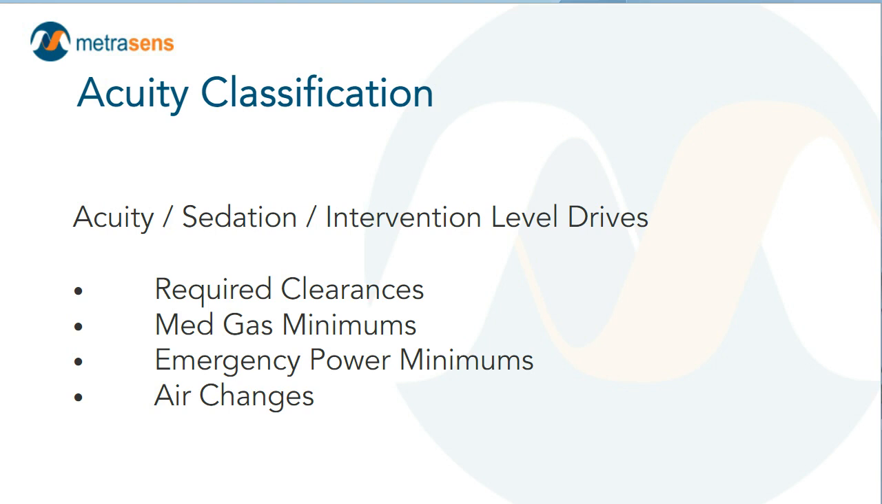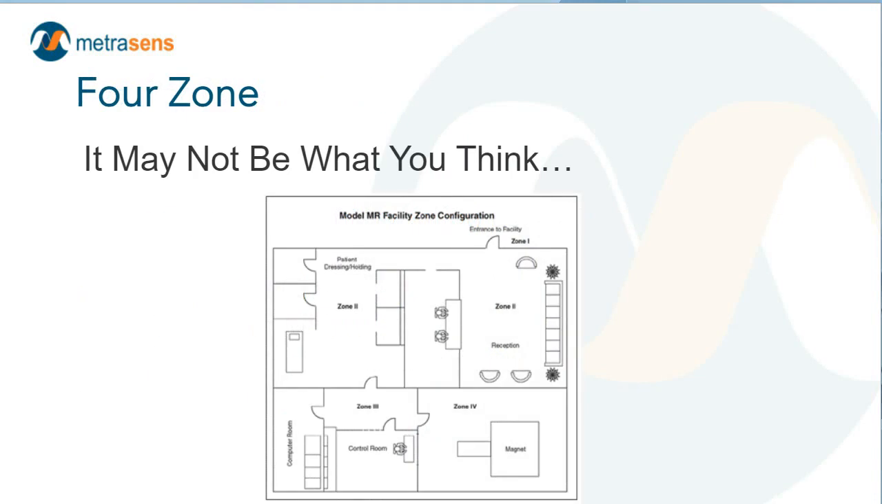As you define your imaging acuity classification, you prescribe a new set of design criteria. So it's very important to first ask and answer the question about imaging acuity classification. And that's going to drive space needs and infrastructure demands for your imaging suite. Now, the acuity classification is true for all imaging. Four-zone, on the other hand, is particular to MRI imaging.